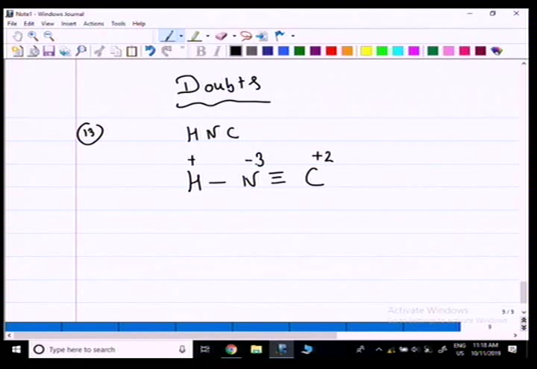If I say this one, think about it. Guys, first of all, we are dealing with the first 20 questions. If I say this one, what would you say? See, I have drawn the structure of CN only. Here, HCN.